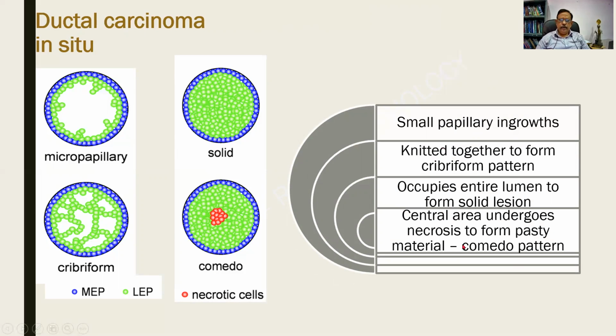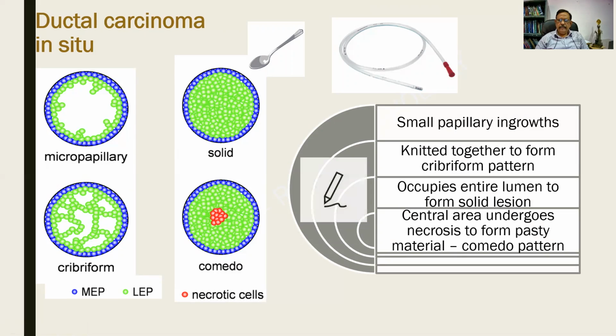The same thing has been put into words. You can see them. Small papillary ingrowths knitted together to form a cribriform pattern, occupies the entire lumen to form a solid lesion, and then there is a central area of necrosis forming a comedo pattern. So this is not just spoon feeding, but a Ryle's tube feeding for you people. The contents are already in your stomach. You have to digest and reproduce it, as well as draw the diagrams.